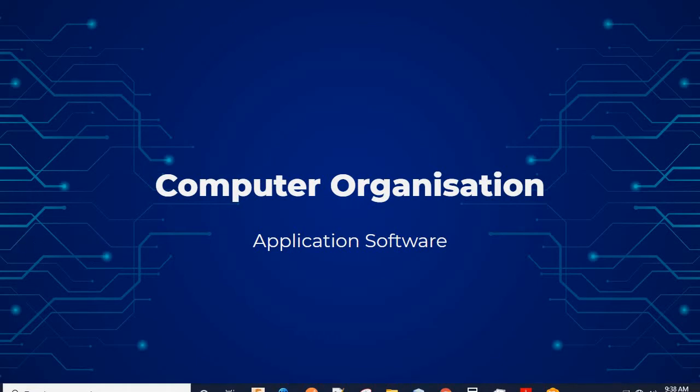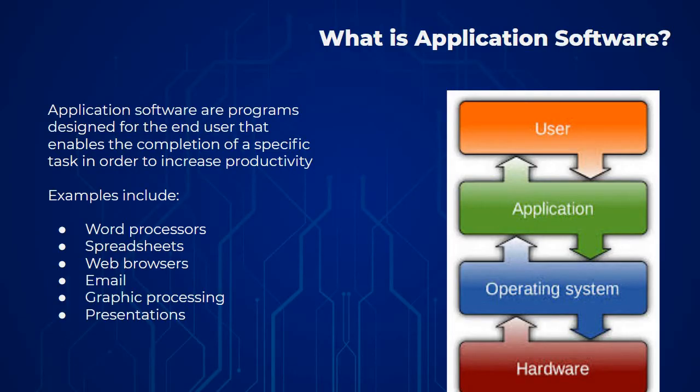Okay, so we're going to continue looking at computer organization, and now we're going to look at application software. What we'll see here is the application software sits on top of the operating system and is essentially what the user sees. There's lots of different types of application software. Essentially, these are programmed for the end user, to enable them to do very specific tasks. There's lots of examples out there. You just need to turn your computer on, you'll see examples.